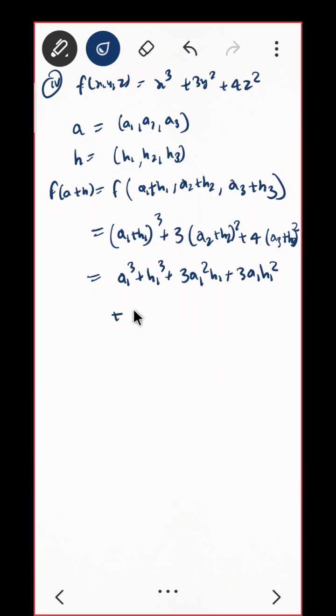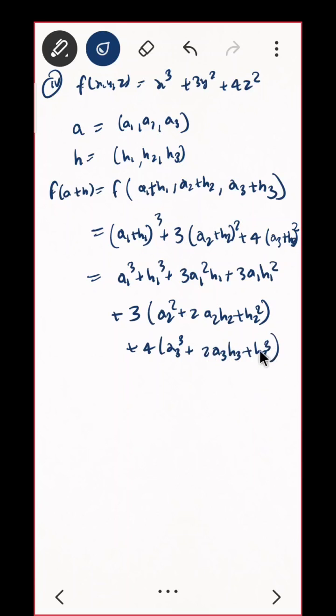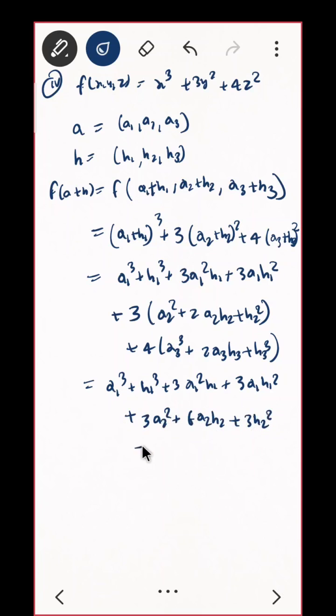Just quickly verify. And this will be 3 times e2 square plus 2 e2 h2 plus h2 square. And what is this? 4 times e3 square plus 2 e3 h3 plus h3 square. Just quickly verify that I am doing it correctly. You should do that. Now you just need to multiply this 3 and 4 inside. So I'll have e1 cube plus h1 cube plus 3 e1 square h1 plus 3 e1 h1 square plus 3 e2 square plus 6 e2 h2 plus 3 h2 square, correct? And what about this one? This is 4 e3 square plus 8 e3 h3 plus 4 h3 square.